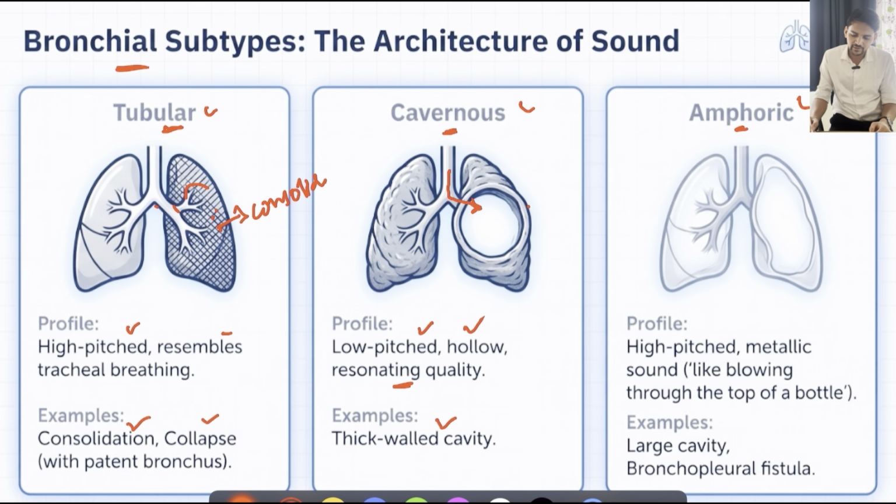The other variant is amphoric, where again the vesicles are damaged and have formed a cavity, but it is quite superficial and thin-walled. So how will the sounds be? They will be high pitched. There will be a metallic sound if you hear it, just like blowing through the top of a bottle. That metallic sound is typical of amphoric breath sounds, and it is seen in large cavities as well as in bronchopleural fistula.